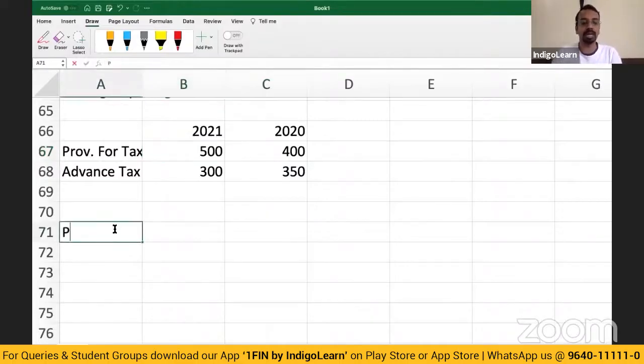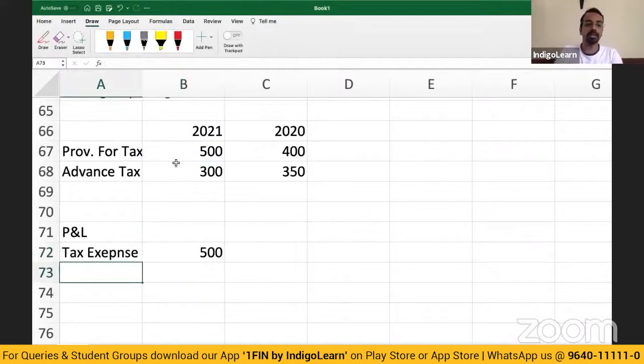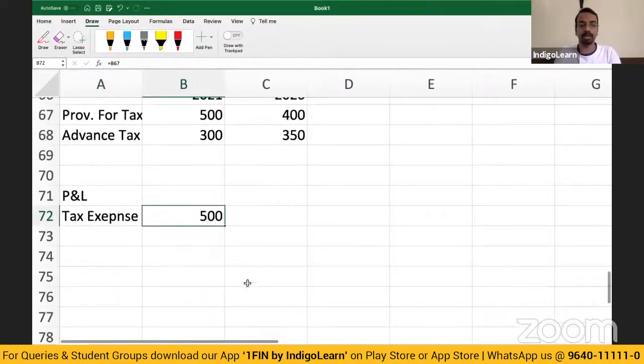So from the P&L, you have the item tax expense, only the current tax, not the deferred tax. Provision for taxes is 500, for example, for the current period. This closing balance represents the tax from the P&L. If this is a different amount, then you can take that amount from the income statement.